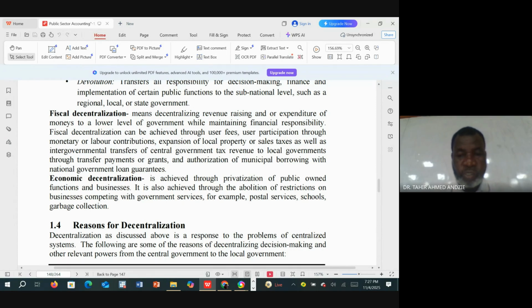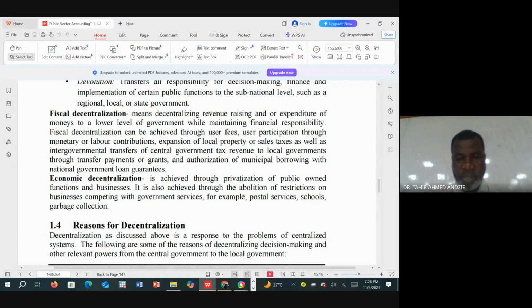It is also achieved through the abolition of restrictions on businesses competing with government services, for example postal services, school, garbage, all that. So this assembly is allowed to do business to generate funds. And in this case, we can restrict any other private organization from competing with the assembly in terms of that particular provision of services. It means I want to economically help the assembly to generate money for themselves. So this is about economic decentralization.